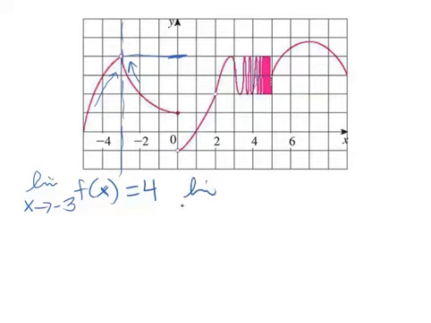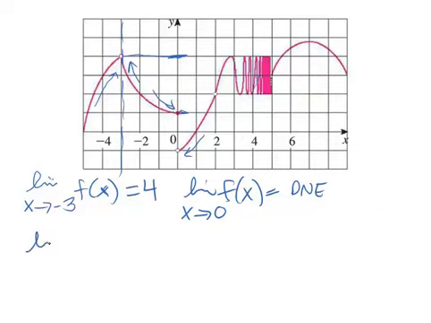Now let's look at the limit as x approaches 0 of this function. And we see that as we approach 0 from the left-hand side, we approach a function value of 1, but as we approach 0 from the right-hand side, we approach a function value of -1. Since the left-hand limit does not agree with the right-hand limit, we say the limit as x approaches 0 does not exist.